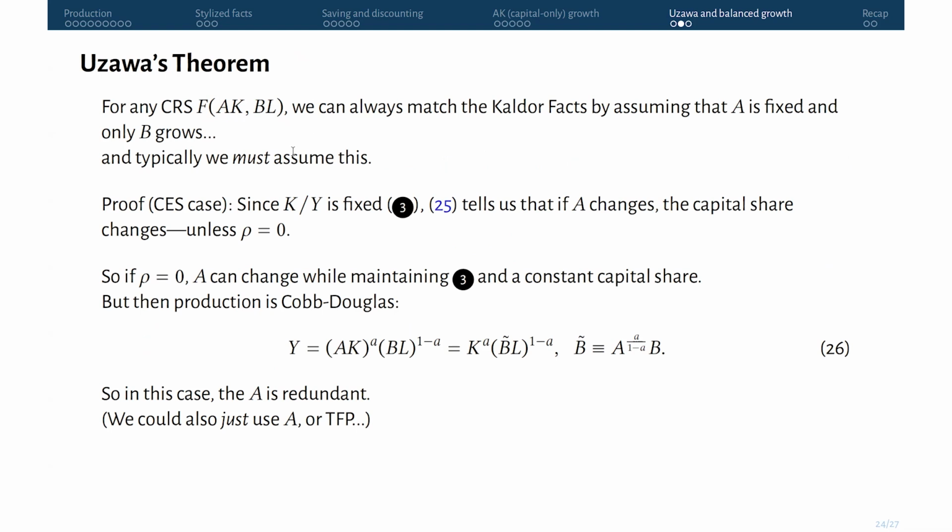The one edge case in which we don't have to assume that all factor augmenting technological change is labor augmenting is the Cobb-Douglas case, the rho equals 0 case. And why is that? Well, in that case, as we've seen, it doesn't matter whether you call factor augmenting technology labor augmenting or capital augmenting. You can just talk about TFP. So in this case, the A is redundant. You can say that it grows. You can sort of split technological progress into some growth in A and some growth in B, or whatever you like.